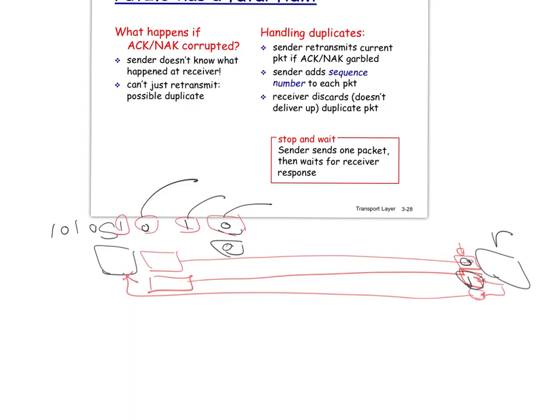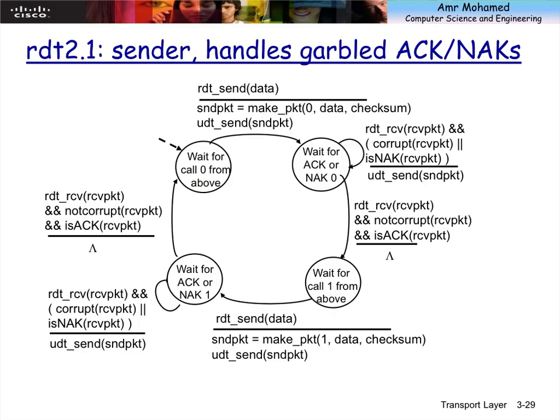We send one segment at a time, so stop and wait guarantees this order. And it's one segment at a time. So the only possibility is that either I have the same segment or two different segments. Okay? So I need two sequence numbers only. That reflects on the design.